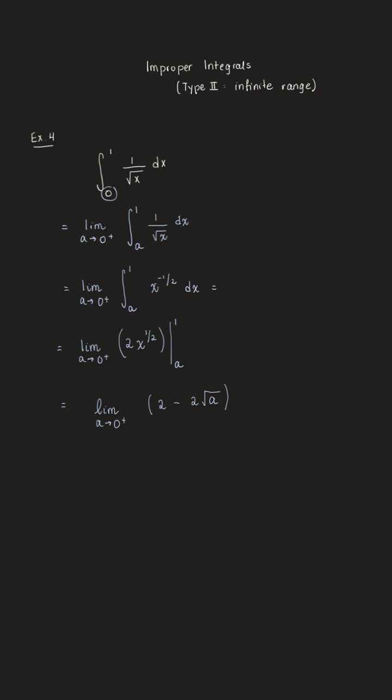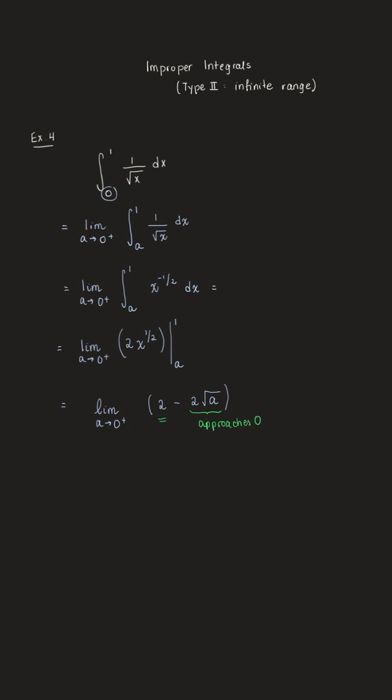We can see that 2 is unaffected by the limit, by a, right? It has no a in it. But in 2 root a, as a gets arbitrarily close to 0, 2 times a number that's getting very, very tiny is going to also get very, very tiny. So this will approach 0 also.